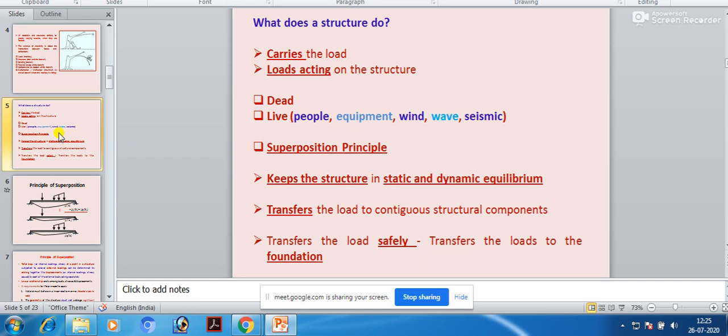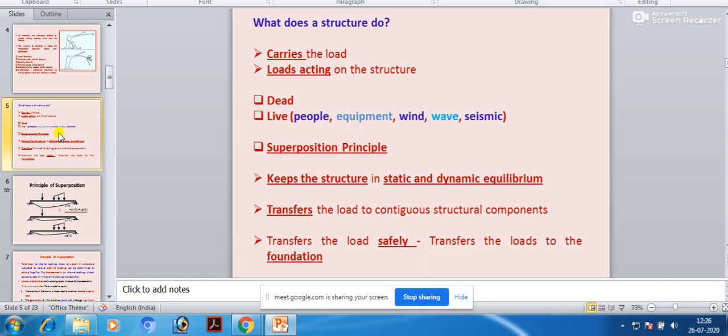Now, whenever you construct a structure, it will not be only under the dead load, it will also be subjected to service conditions. Service condition means that after the construction of the structure, it will be put to some kind of working condition. And during the service condition, the structure will be subjected to live loads.